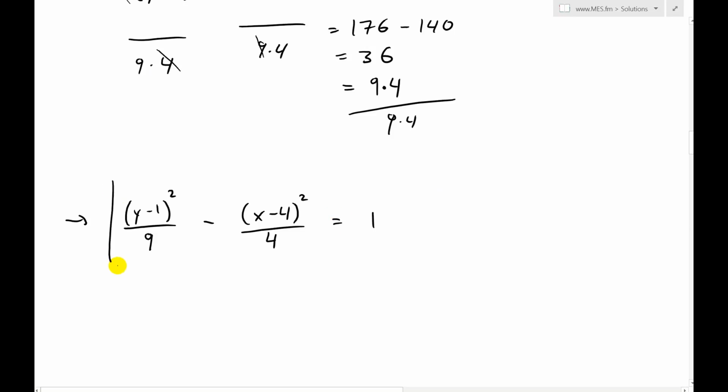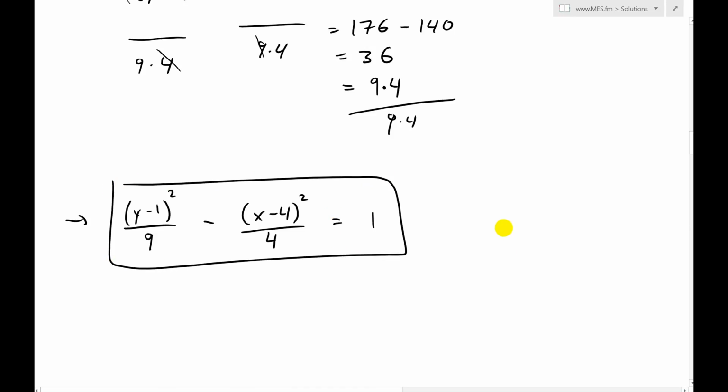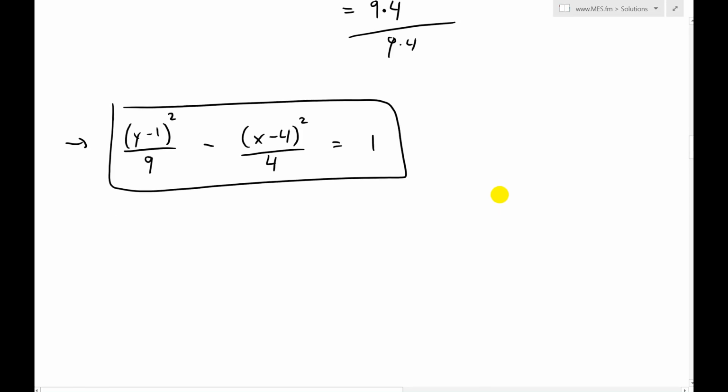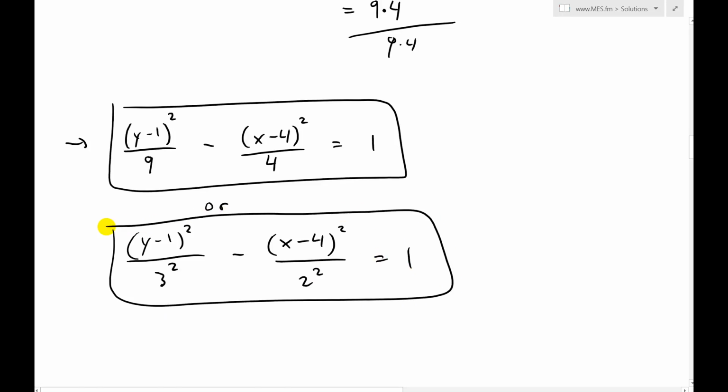And there is our formula for this conic section. And now this one you could also write as y minus 1 squared over 3 squared, minus x minus 4 squared over 2 squared, equals 1. So either way you can write it.